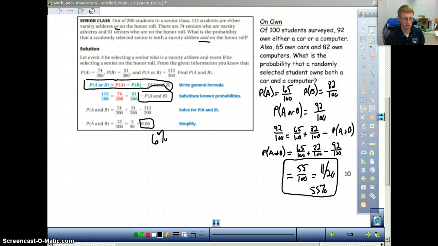On this one, again, if you're struggling with this a little bit, I'll walk through this one for you. We have 100 students surveyed, 92 either own a car or a computer, so that's your or, so that's where the 92 over 100 comes from. 65 own cars, so that's A, 65 over 100. 82 own computers, that's the 82 over 100. And then we just set up our equation. 92 over 100 equals 65 over 100 plus 82 over 100 minus the P of A and B. And then we just solve for that. So you should have gotten 55%. Okay, moving on.